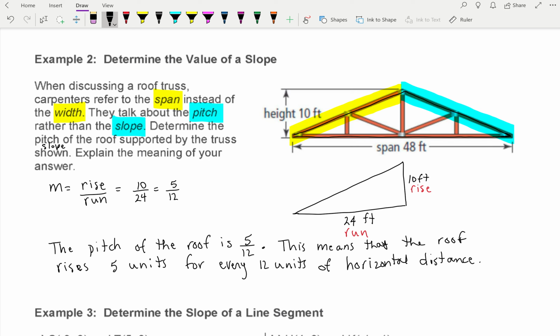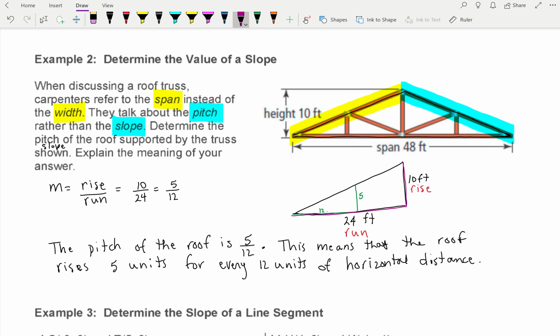I'm just going to try this out. If we use our diagram here, 12 units of horizontal is half of 24. So this is 12. And that means that the height at that point would be 5 units. And then if I look at the whole thing, 24 has a rise of 10.